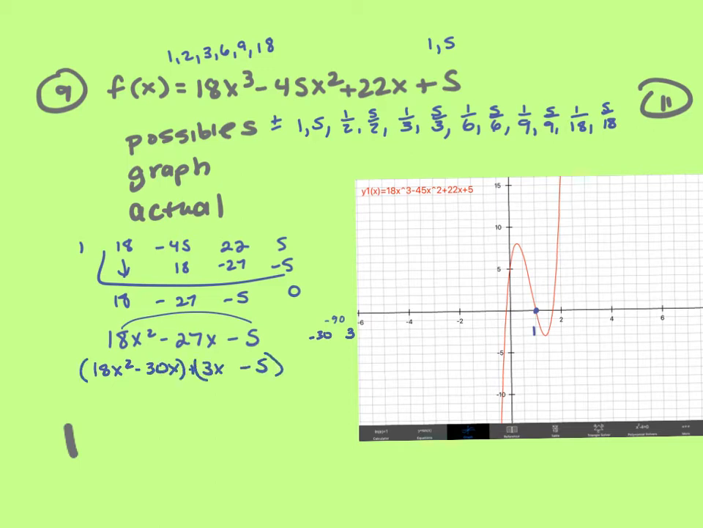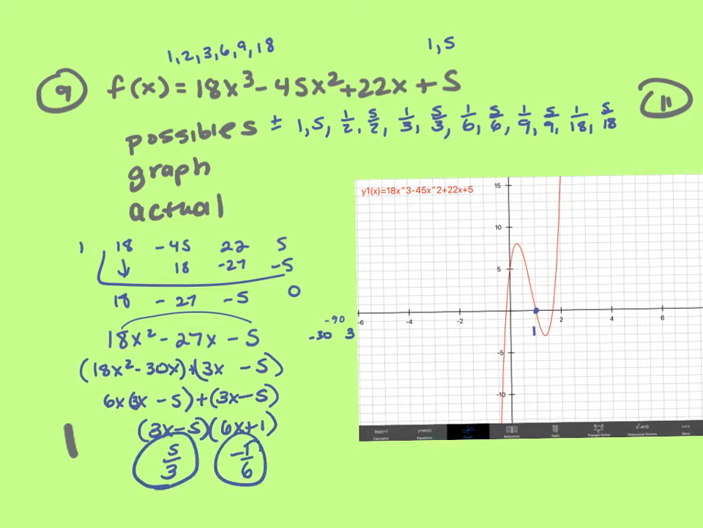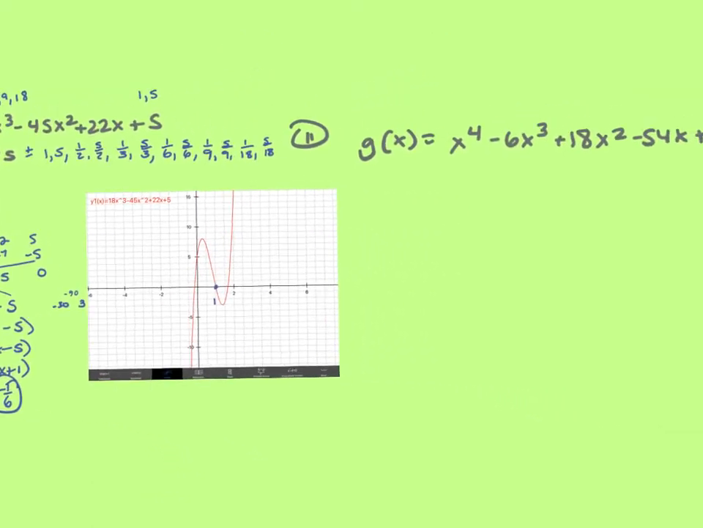So then 18x squared minus 30x plus 3x minus 5. Factor by grouping. And I take out the 18x here. I'd get x minus, not 18, sorry. Take out the 6x. x minus 5 and 3x minus 5. And then the +1 is already there. 3x minus 5, 3x minus 5, and 6x plus 1. That's a +5/3 and a -1/6. So -1/6, 5/3, and +1 are your actual roots.